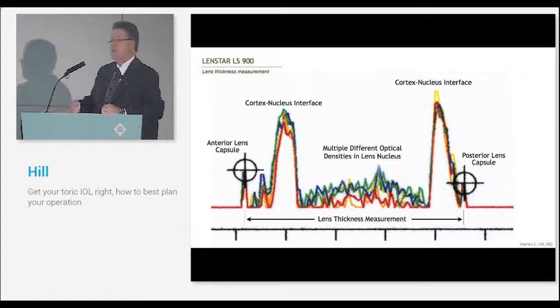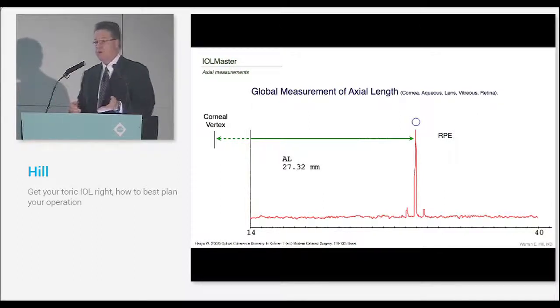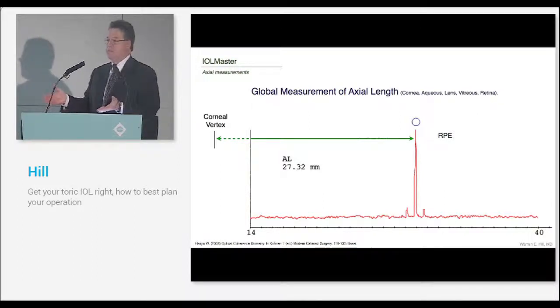Not only that, but we can show the internal anatomy of the natural lens. So this is more than just a measurement. This is an incredibly accurate measurement that also gives us other information. And we'll just compare this to the IOL Master. It's a single global index of refraction that measures from the corneal vertex to the pigment epithelium, and that's it. That's the measurement. So the LENSTAR is a completely different level of technology.